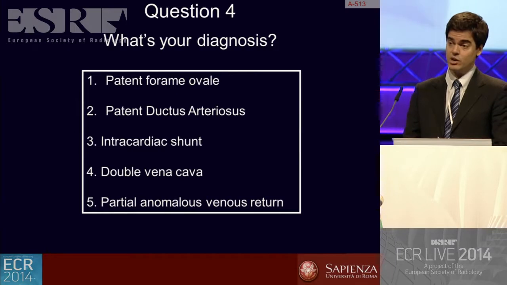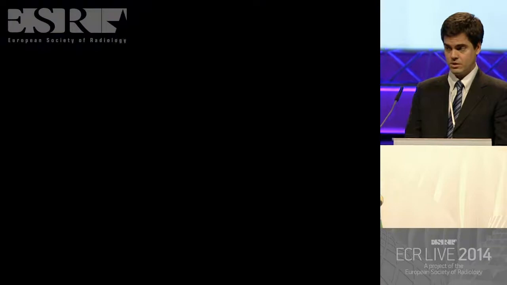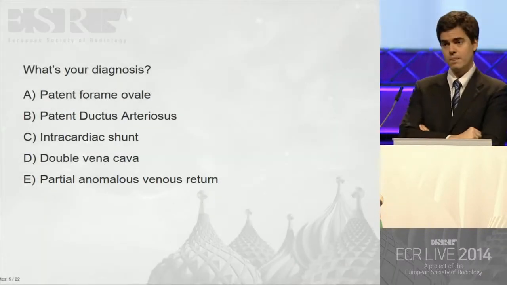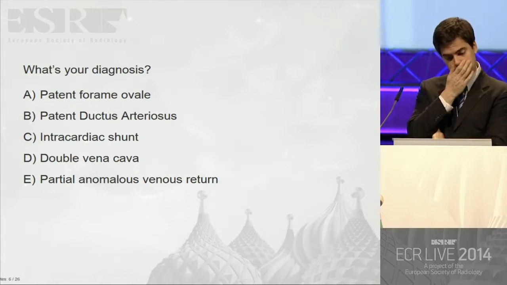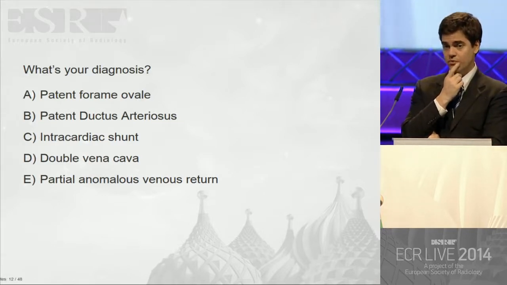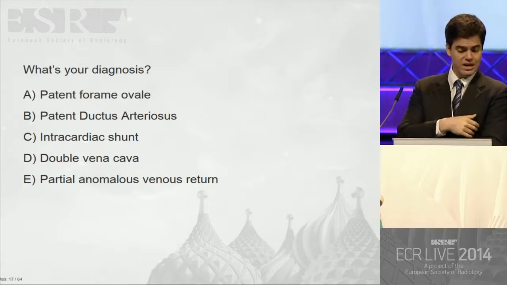Does the patient have an intracardiac shunt? Is it a double vena cava? Or is it a partial anomalous venous return? And let me go back again. Probably this is slightly more difficult than the other cases, but it's not infrequent to find such cases in daily routine. So I wanted to introduce it as a pitfall and the risk of error.